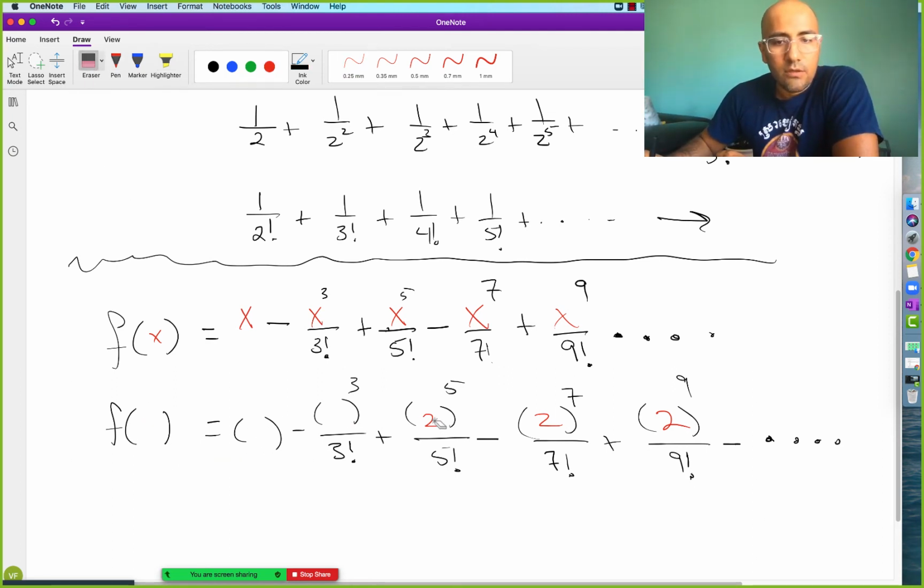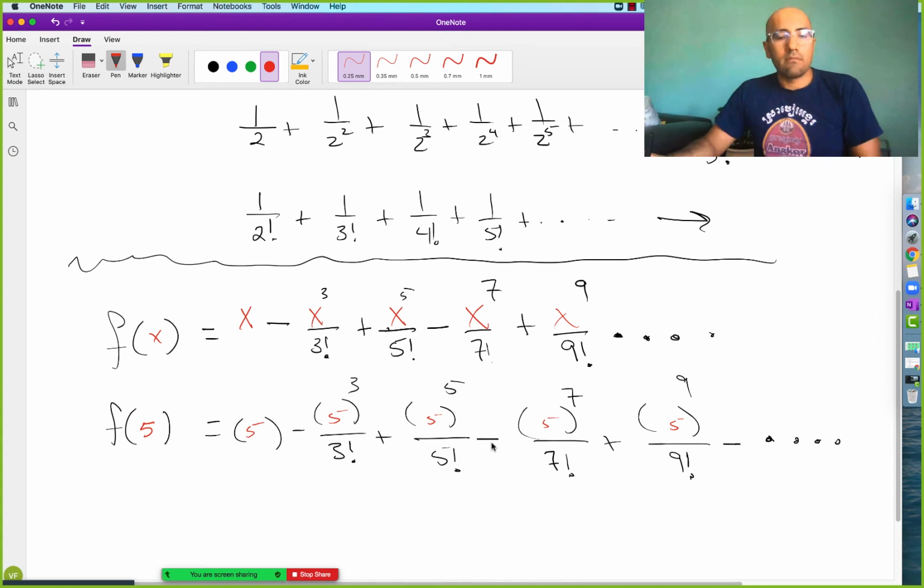Instead of the 2, maybe we can put in a different value. Maybe it also works when we put in a 5. Let's put in a 5 in here, 5 in there, 5 in there, 5 in there, 5 in there. Okay, fine enough as it is, no problem.